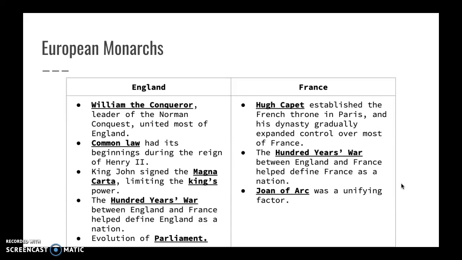In France, you've got Hugh Capet and the Capetian dynasty that establishes the French rule over Paris and then eventually all over France. And just like we said before, the 100 Years' War really helps to define France as a nation as the French people unify behind Joan of Arc.